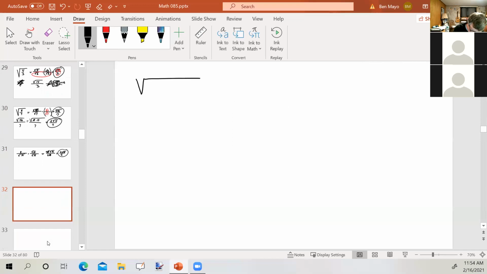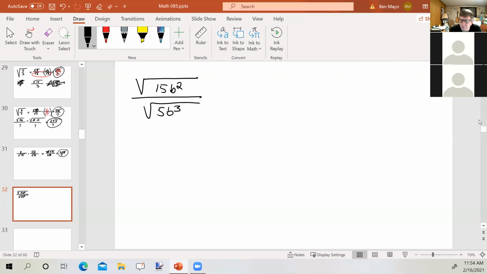The square root of 15b squared divided by the square root of 5b cubed. It says, rationalize each denominator. All variables represent positive real numbers, so we don't have to worry about absolute value bars.